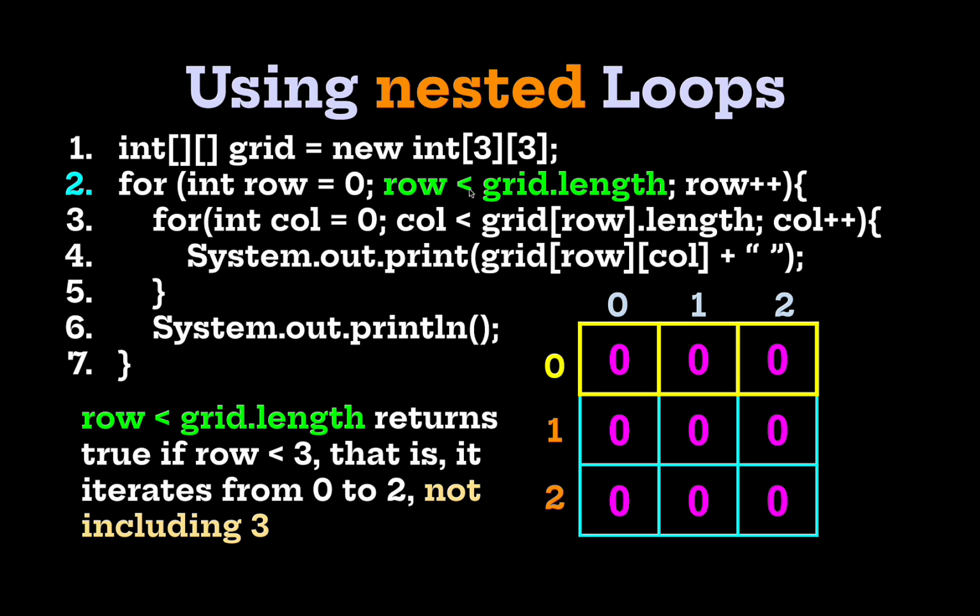And that's why we have less than here, because grid.length would return 3, and we don't want to get to 3. So we are saying whatever the row is at that point, we want to compare that and make sure that it's still less than 3. We don't want to include 3.